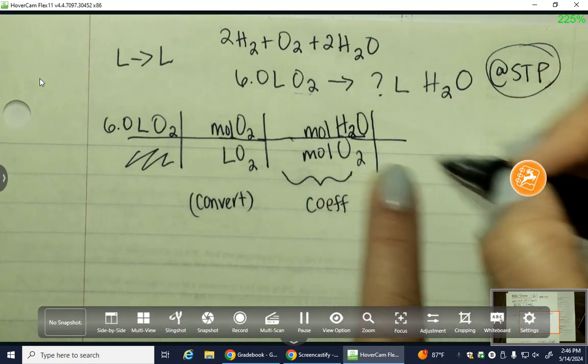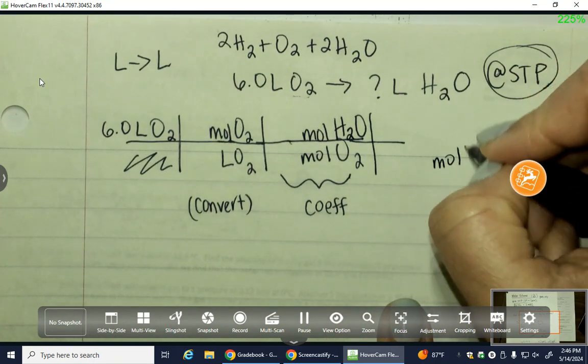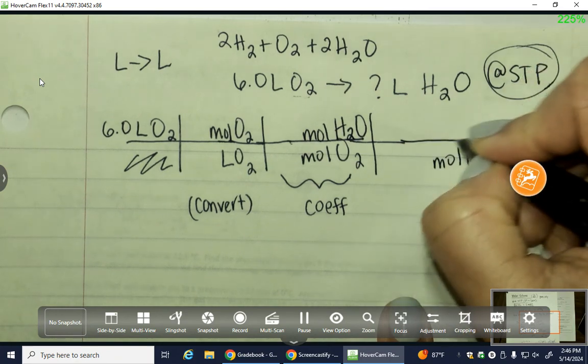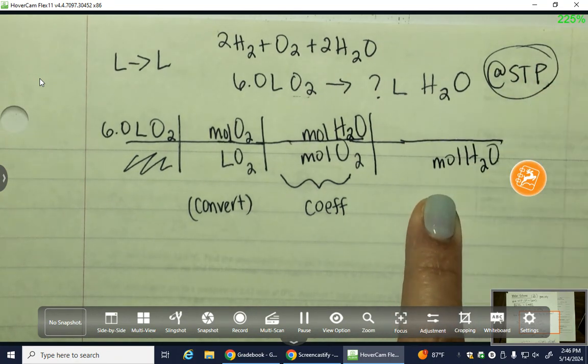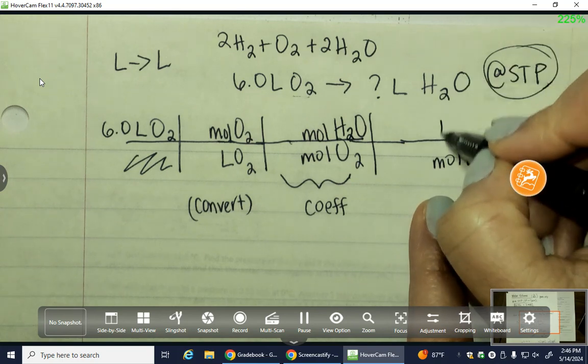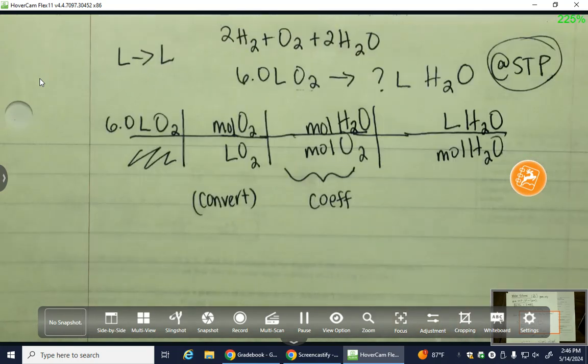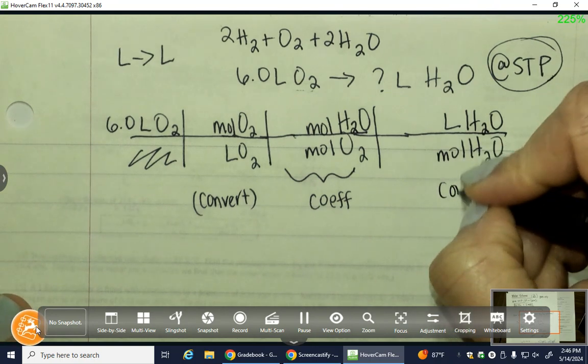Okay, and I'm going to bring my words down to the right. And we're going to finish off with a conversion again. So we're going to have moles, and then I'll have liters of water, because that's what it's asking for us to solve for.